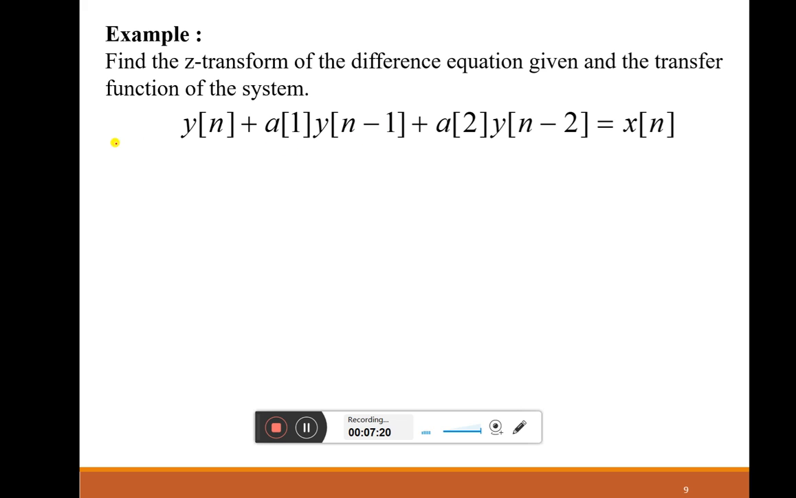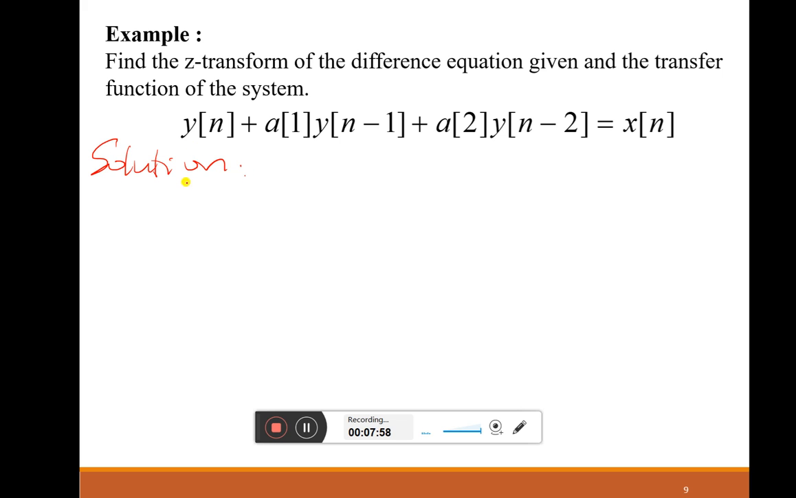Okay, right. Now, kita tengok lagi satu contoh ya, macam mana kita nak tukarkan difference equation kepada Z transform. Ya. Find the Z transform of the difference equation given and the transfer function of the system. Okay, so kalau kita tengok tadi, right, so for this persamaan, you have y[n] plus a1 y[n-1] plus a2 y[n-2] equals to x[n]. Okay, so kita buat.